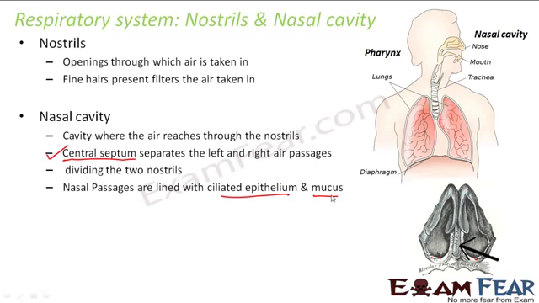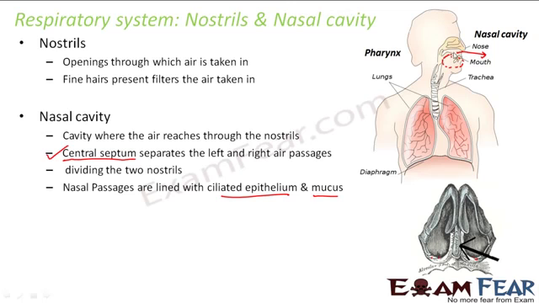So now you must be wondering that from the mouth we have an oral cavity, and again through the nostrils we have a nasal cavity. Now how are the nasal cavity and the oral cavity separated? So the oral cavity is somewhere here, right? Now this nasal cavity and oral cavity are separated by a bony plate. So this is the bony plate.